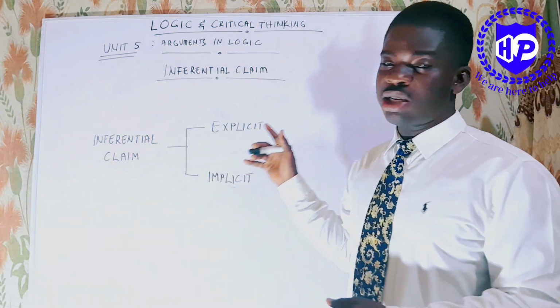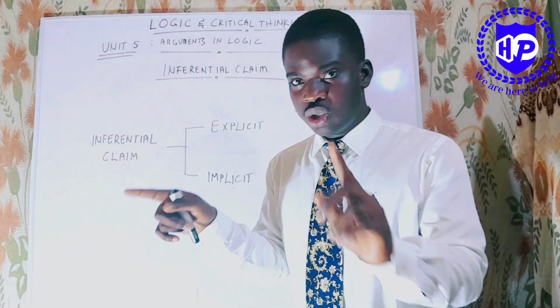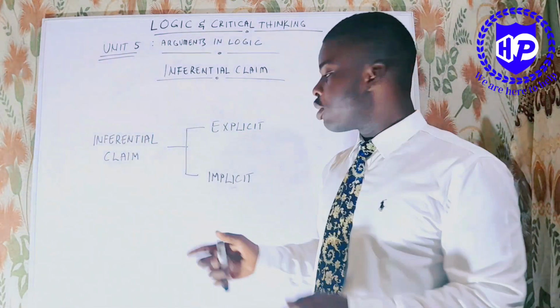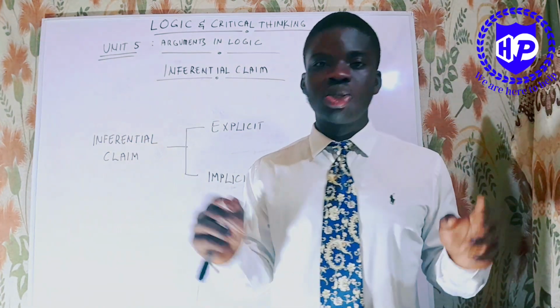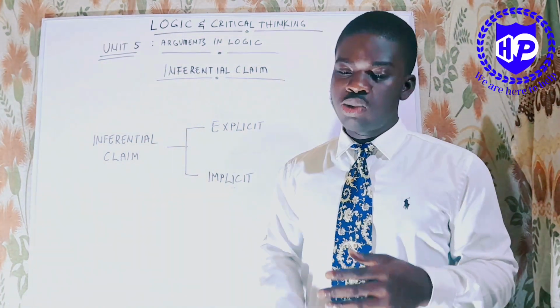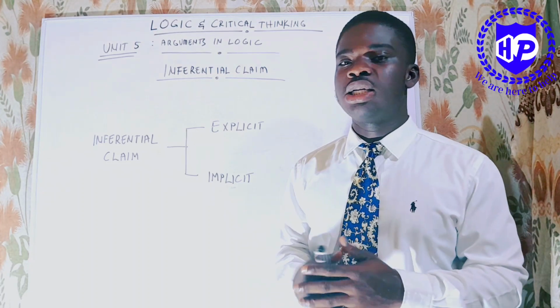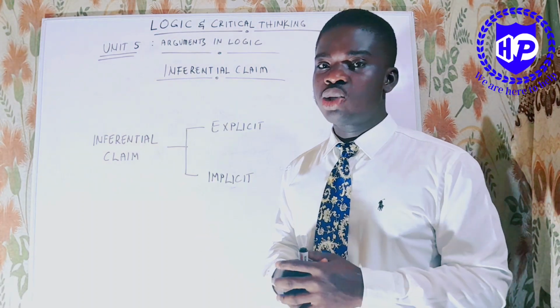So the explicit inferential claim contains indicator words for the conclusion. So when you see it, you know that it's clear, bam. But the implicit one contains no indicator words, so you can just infer it from reading, but it doesn't really stand firm in the same manner as the explicit. Let's go to the next chapter.